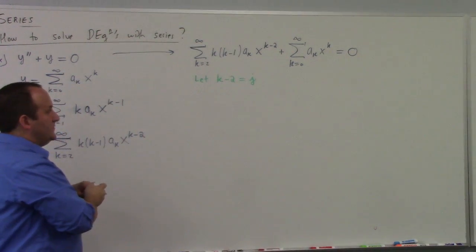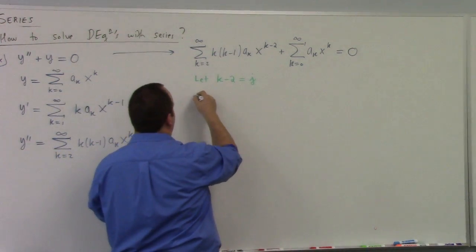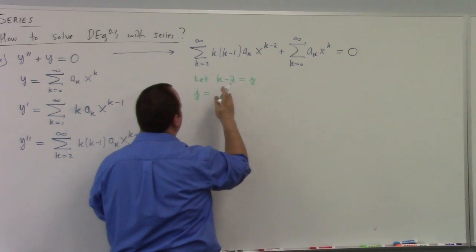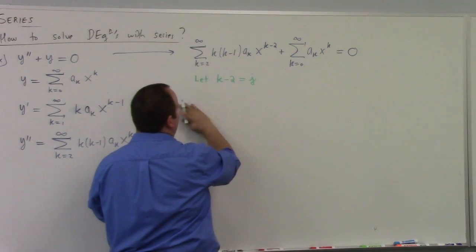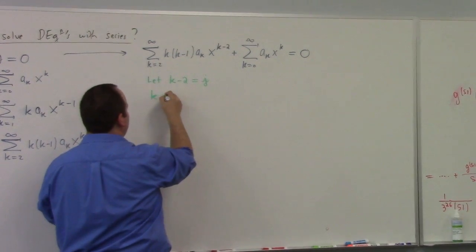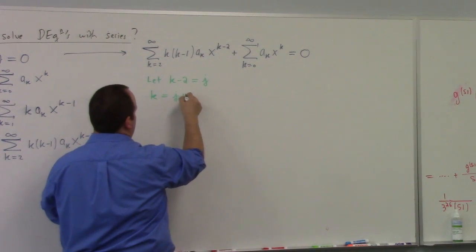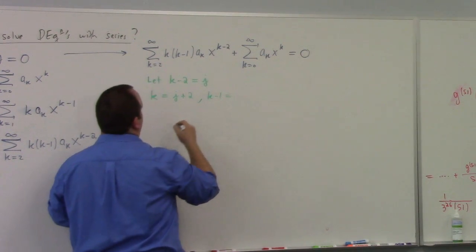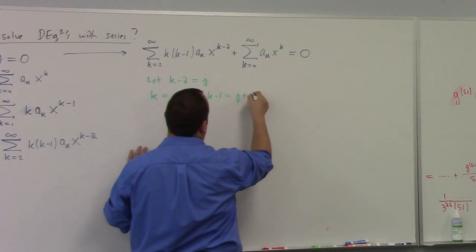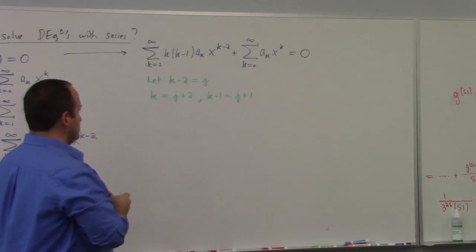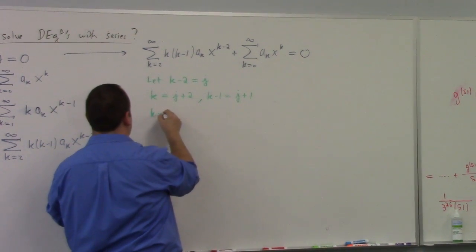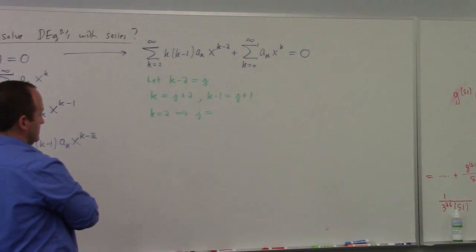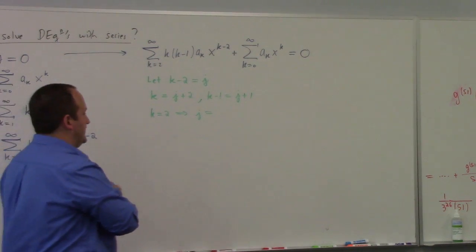Now if I do that, what does that make j equal to? I'm sorry, I'm an idiot. Let me ask a slightly less dumb question. What is k equal to? j plus 2, right? So what's k minus 1 equal to? j plus 1, right? And when k equals 2, that tells me j equals what? Right, j equals 0.